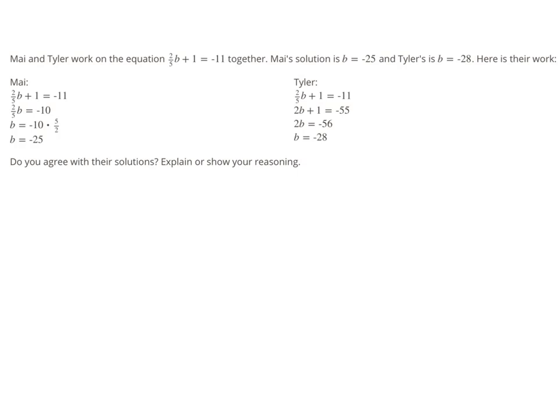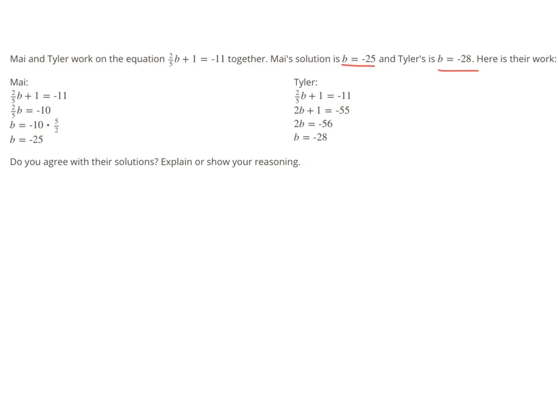So we can see that May's solution is -25 and Tyler's is -28. And we're supposed to figure out if we agree with their solutions. And if we take a look at the work that they did, you notice how it looks like May subtracted 1 from the left.